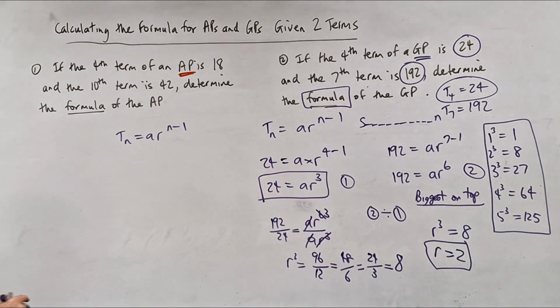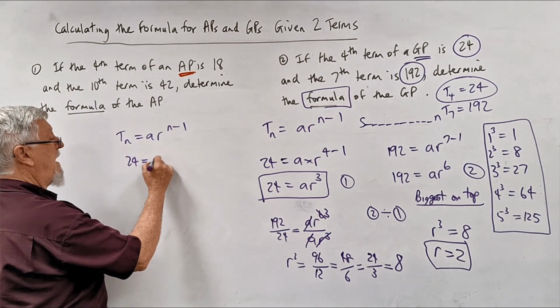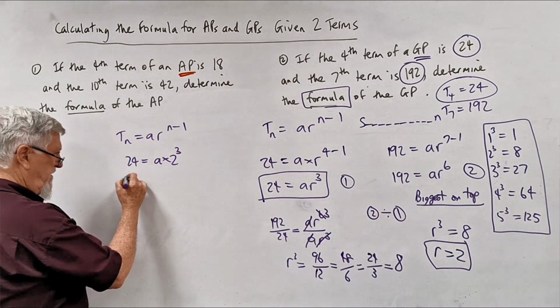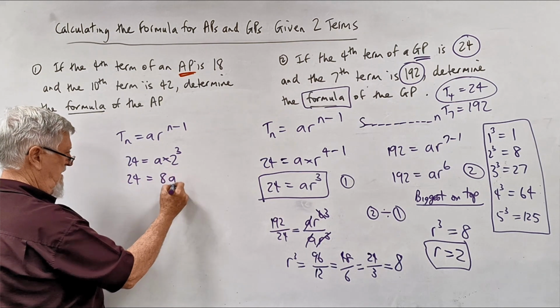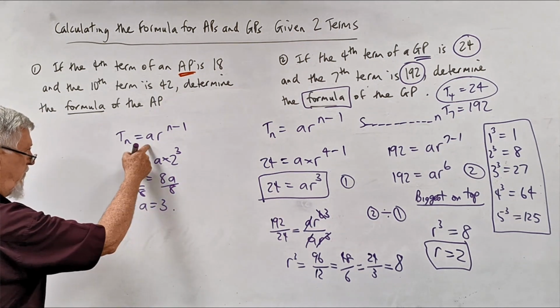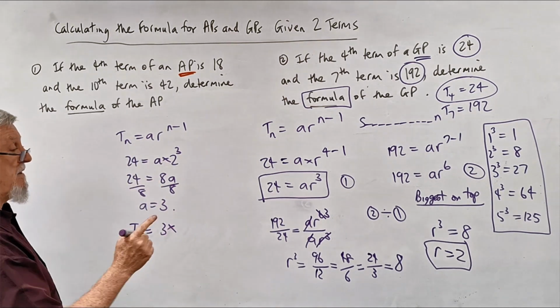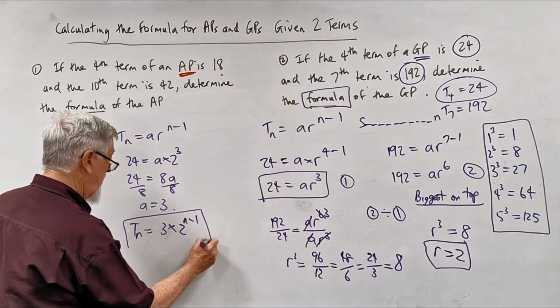What do we know R is? So you're going to have 24 equals A times 2 cubed. And you see pretty obviously very quickly, 2 by 2 by 2 is 8, so 24 equals 8A. Divided by 8, and you've got A equals 3. So back to our formula. We now know that Tn equals A, which is 3, times R, which is 2, to the n minus 1, and there's our formula.